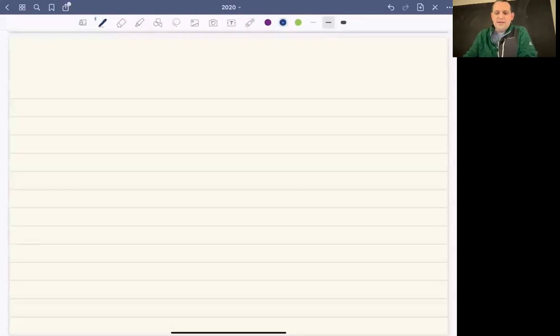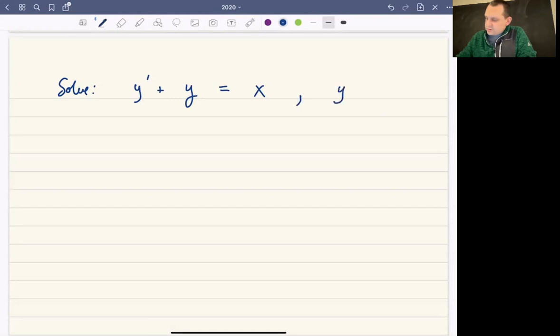Okay, one last example of a linear differential equation that I want to do is let's solve y prime plus y equals x, given the initial condition that y of 0 is 3. So this is an initial value problem, which basically means that we'll proceed like we did before, except we'll be able to figure out what this constant c is equal to.